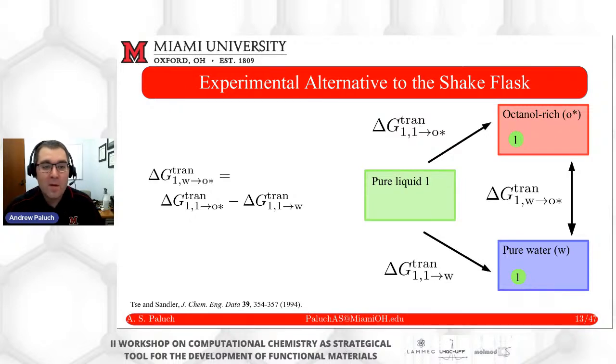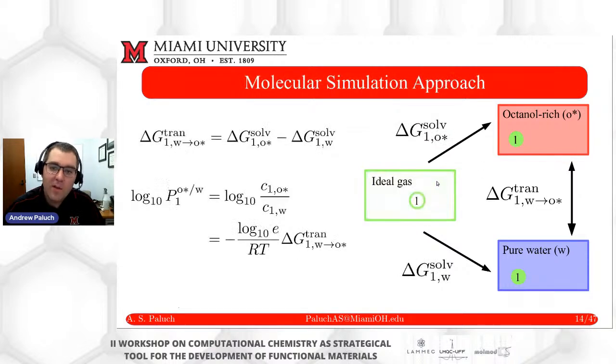If we take this picture from the thermodynamic cycle that we had from the Chen and Sandler case, when we perform a simulation, effectively what changes is that instead of having pure liquid as a reference state, we take as a reference state an ideal gas. So the thermodynamic cycle that we typically use when we perform our simulations adopts this common reference state of an ideal gas. And we'll calculate the transfer free energy of taking my solute from an ideal gas to my octanol-rich phase, which is equivalent to solvation free energy.